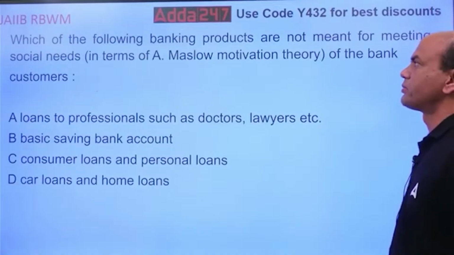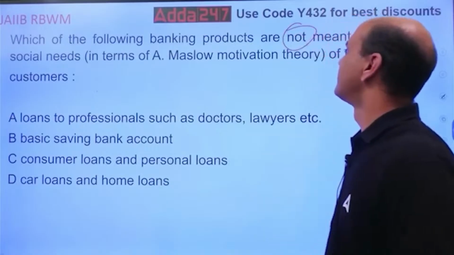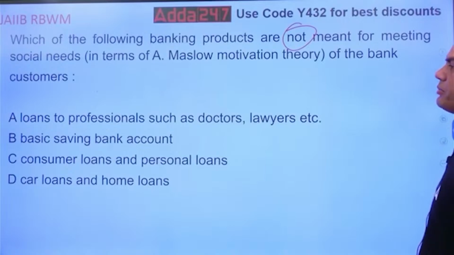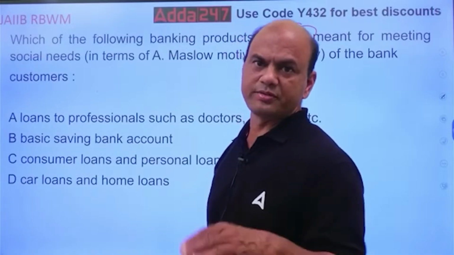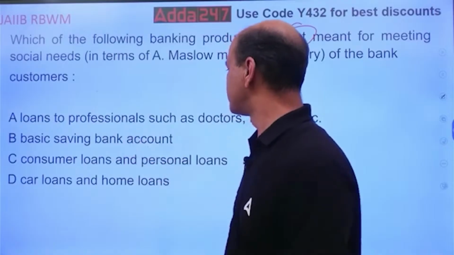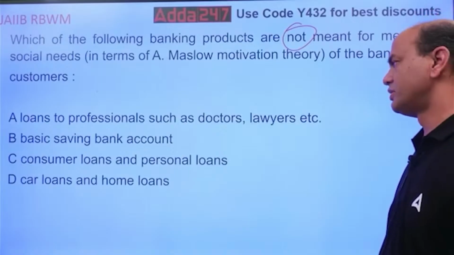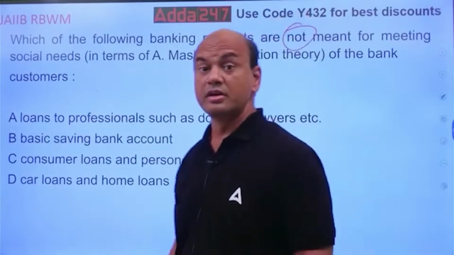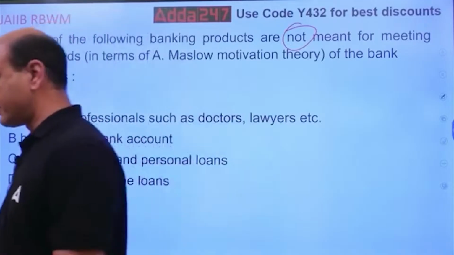Which of the following banking products are not meant for, focus on this word not meant for meeting social needs of the bank customer. Social means level number 3. Physiological, safety, social, esteem, actualization. Level number 3. Loans to professionals such as doctors and lawyers. Basic saving bank account. Consumer loans and personal loans. Car loans and home loans. Which of them is not meant? Think.